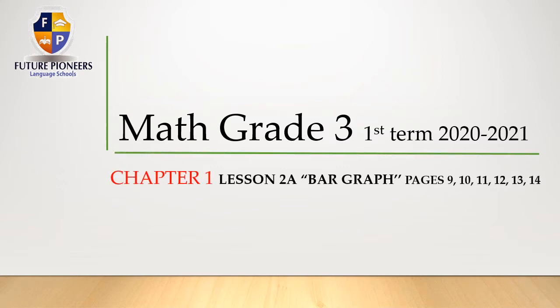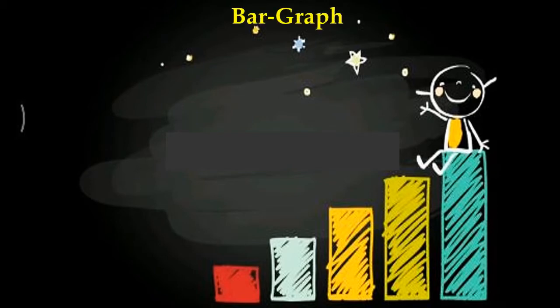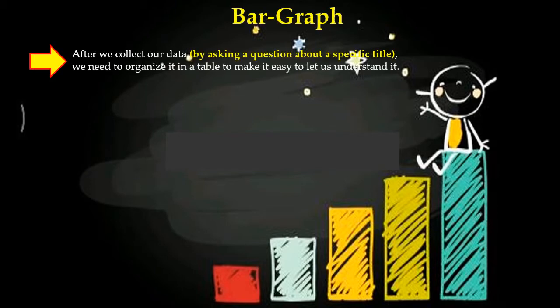Chapter 1, Lesson 2A, Bar Graph. Pages 9, 10, 11, 12, 13 and 14. Now let's go to bar graph. After we collect our data by asking a question about a specific title, we need to organize it in a table to make it easy to understand.